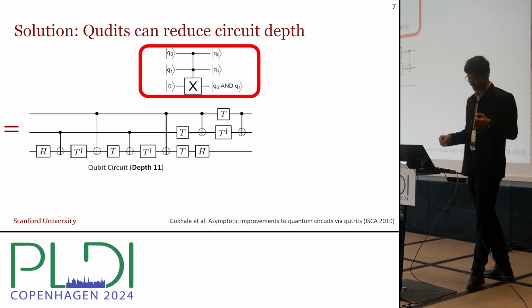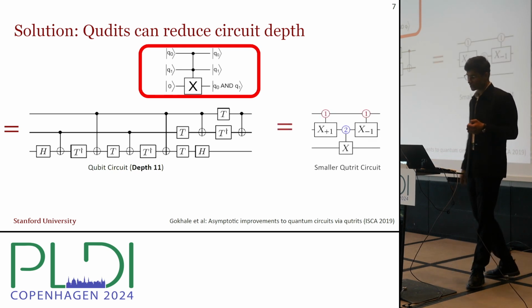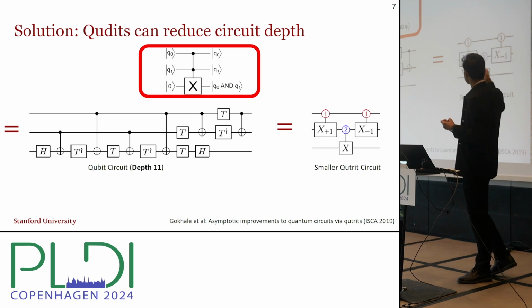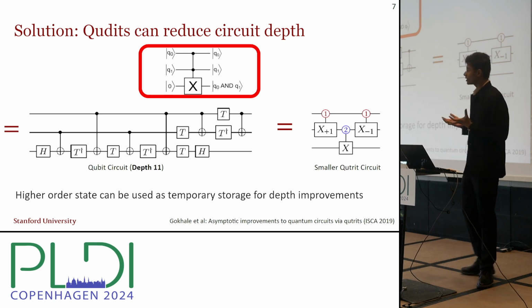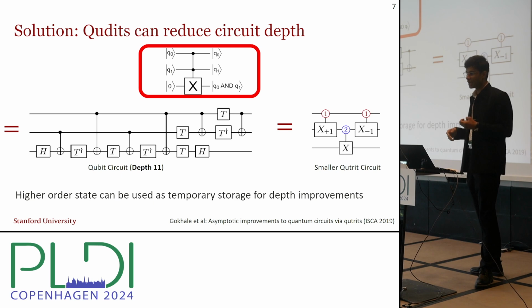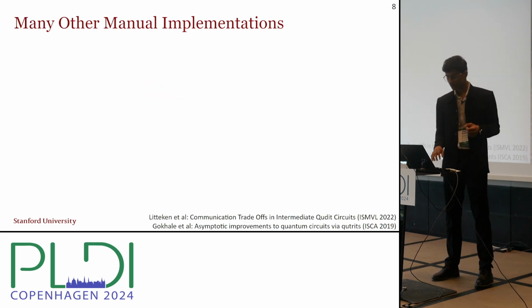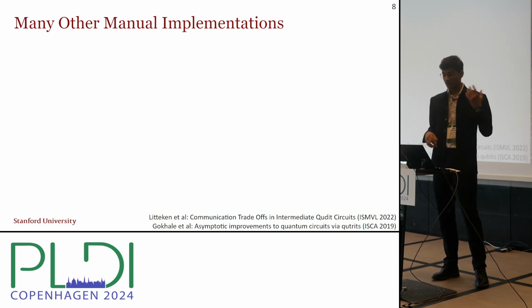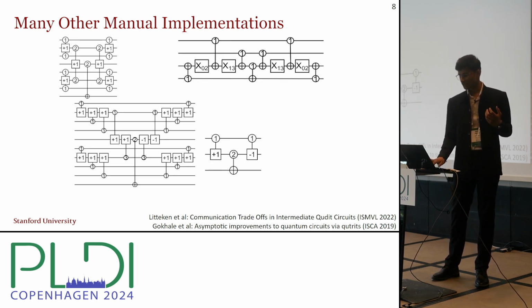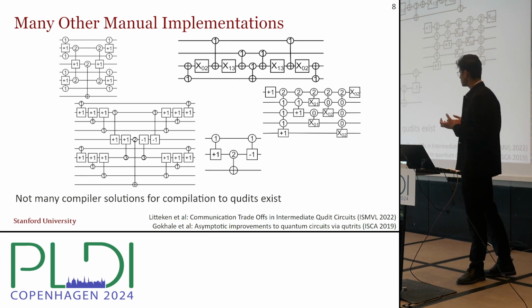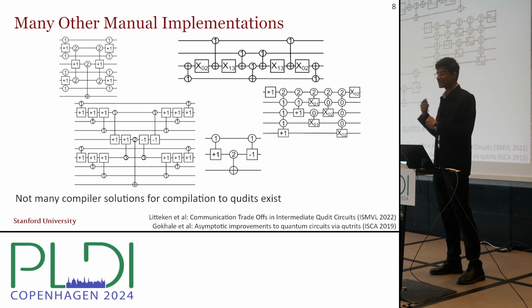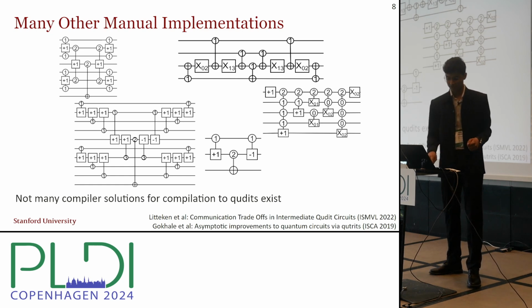I guess the title gives it away. Here, using qutrits, you can implement this same operation with much smaller depth as shown on the right. This implementation is much shorter because it's able to utilize this higher energy state, the 2 state here, as temporary storage. And it's not just the Toffoli case. There are many other gates or circuit implementations that have been manually figured out in prior work. Unfortunately, though, not many automated solutions exist to target such implementations.